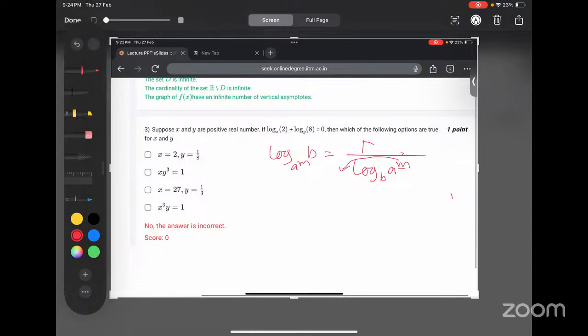Change of basis rule, right? You are taking it as base b. So for the numerator, log b will be 1. And here it will be log a; whichever was the power will become the base.